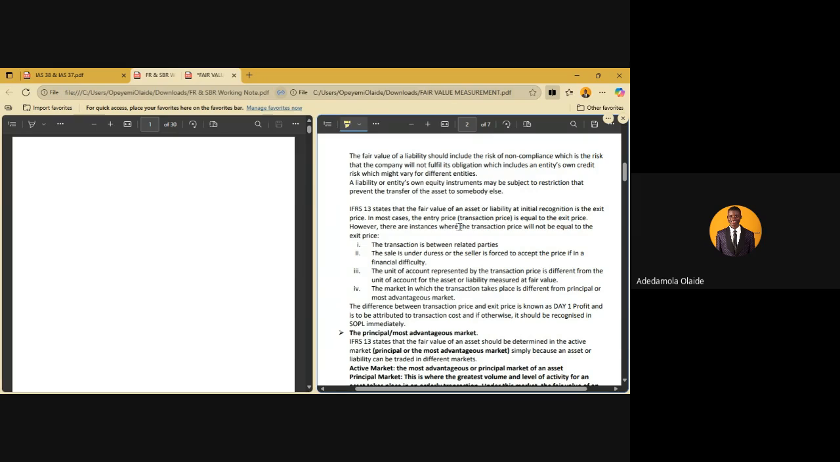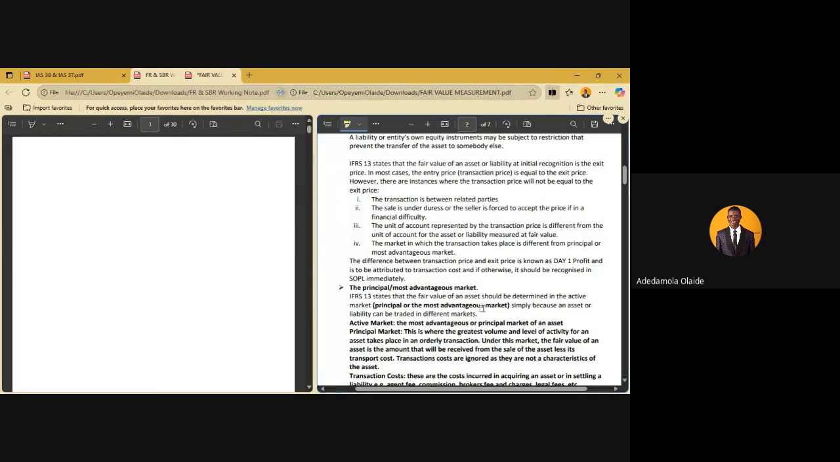So if there is a difference between the transaction price, which is the entry price, and the exit price, we note it. Okay, I want to get to the next paragraph where I will explain principal and most advantageous market. But let me just quickly do that. So where the transaction takes place in a market that is different from the principal or most advantageous market, what do we call the principal market?